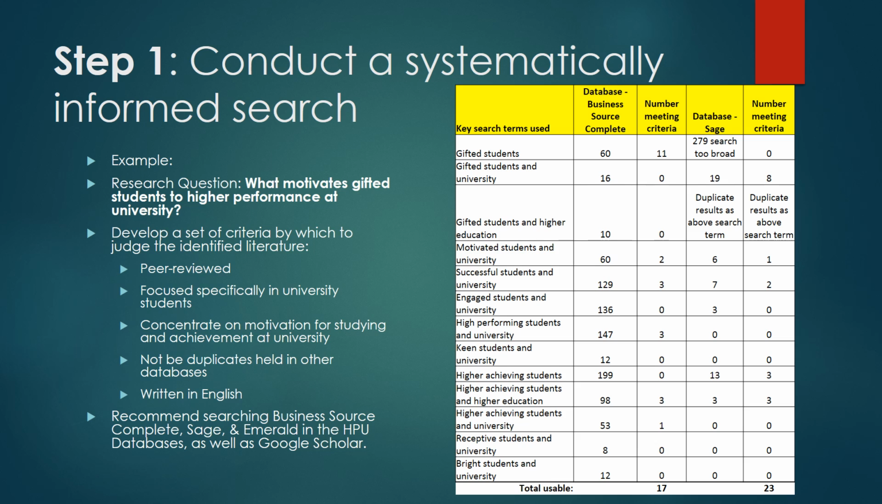Unfortunately, there wasn't room for me to put all the databases up there, so I've only presented Business Source Complete and Sage. But what we see here is a total of 17 articles from Business Source Complete that meet our criteria, as well as 23 articles from the Sage database. So we do have a significant amount of articles to read and sift through at this point.